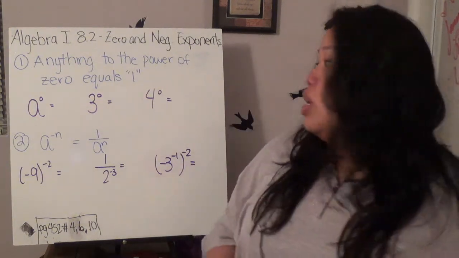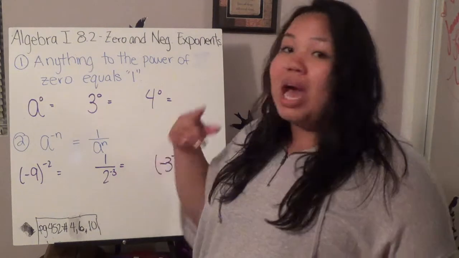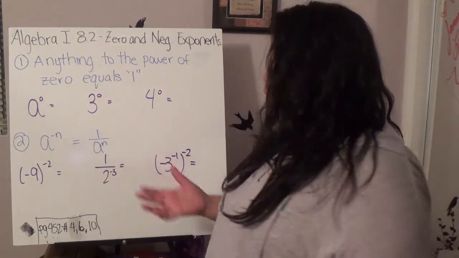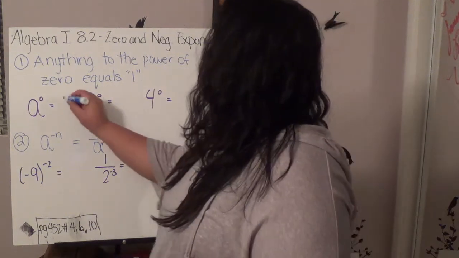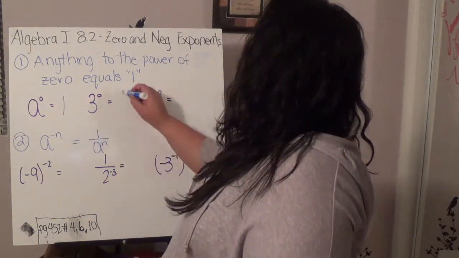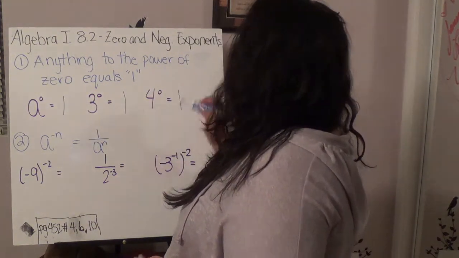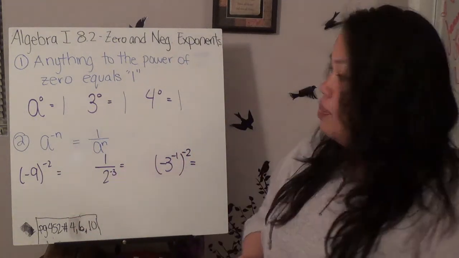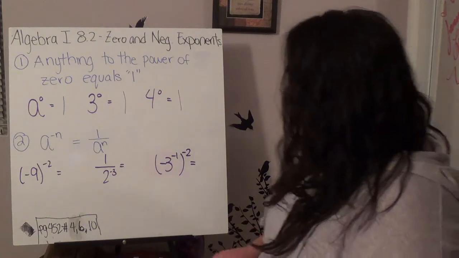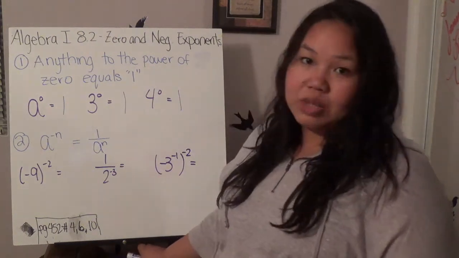The first rule is 0. Anything to the power of 0 is 1. Okay? So a to the power of 0 would be 1. 3 to the power of 0 would be 1. 4 to the power of 0 would be 1. Everything to the power of 0 is 1. Okay? That's pretty straightforward. The next one is when you have a negative exponent.